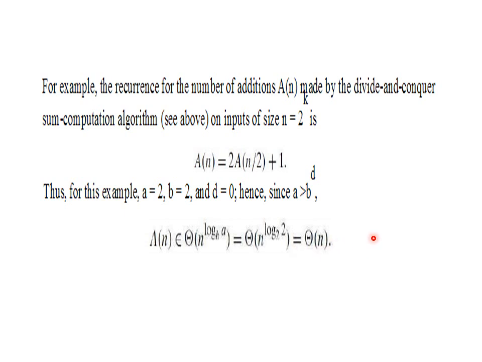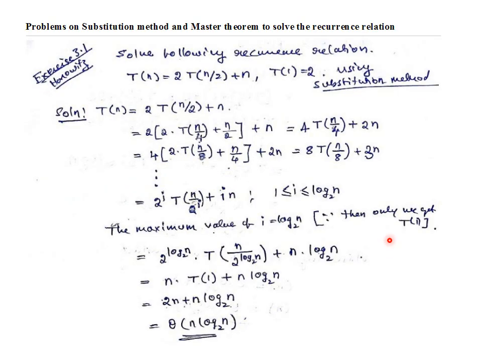For more number of items, more computing time is required compared to fewer items in a given list. Now we will see some of the problems using this substitution method as well as master theorem. So the first problem we are going to solve here is T of n equal to 2 into T of n by 2 plus n, if this is the recurrence relation, if n is greater than 1.